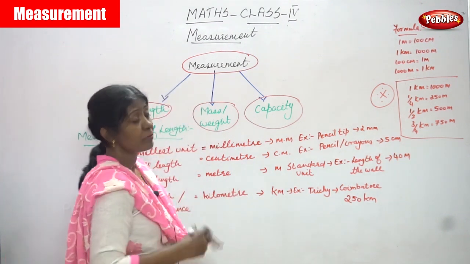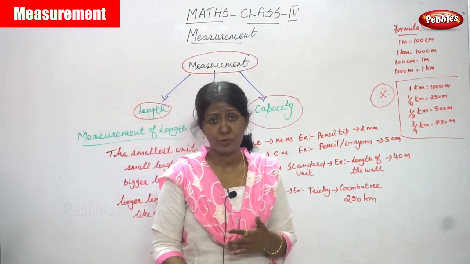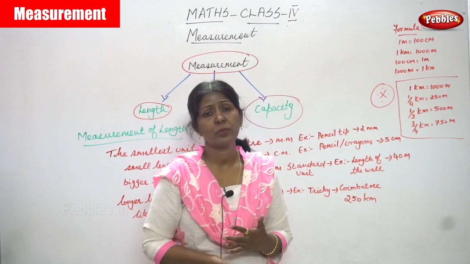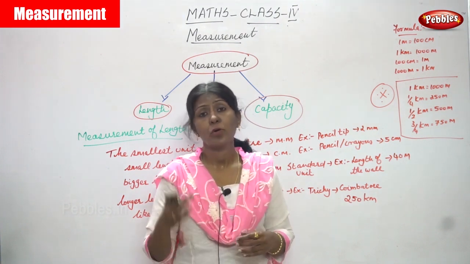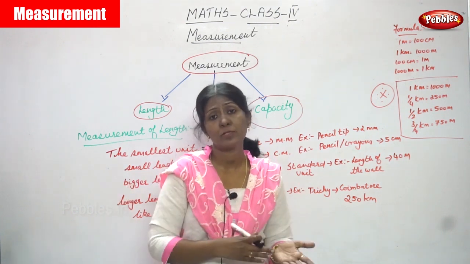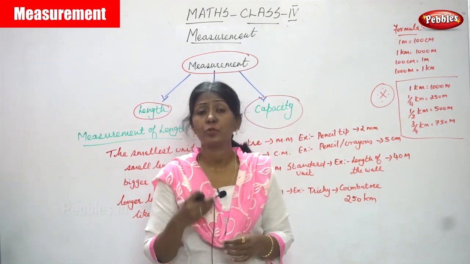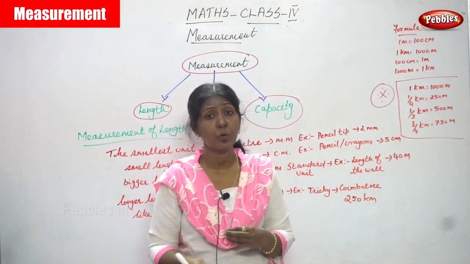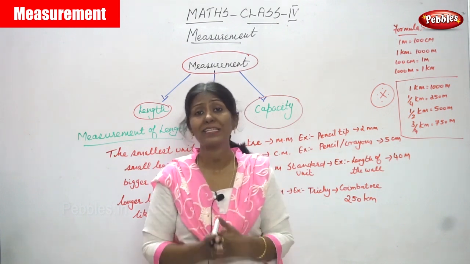For example, from Trichy to Coimbatore, or Chennai to Coimbatore, or Trichy to Tanjore, or Trichy to Madurai, or Trichy to Bangalore. All these places are long distances, traveling from one place to another place. That is a very long distance, and that unit is called kilometer. To measure a long distance, we have to use only kilometer.